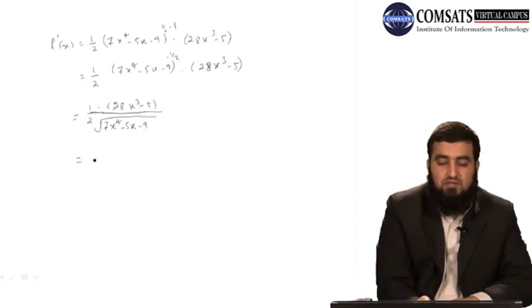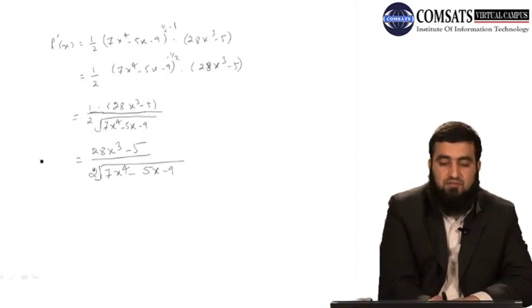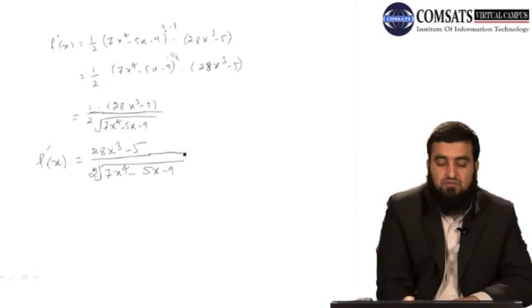So eventually your answer would be 28x cube minus 5 divided by 2 times 7x to the power 4 minus 5x minus 9 under the root. So this is your f prime of x. So this is using this rule which we just defined.